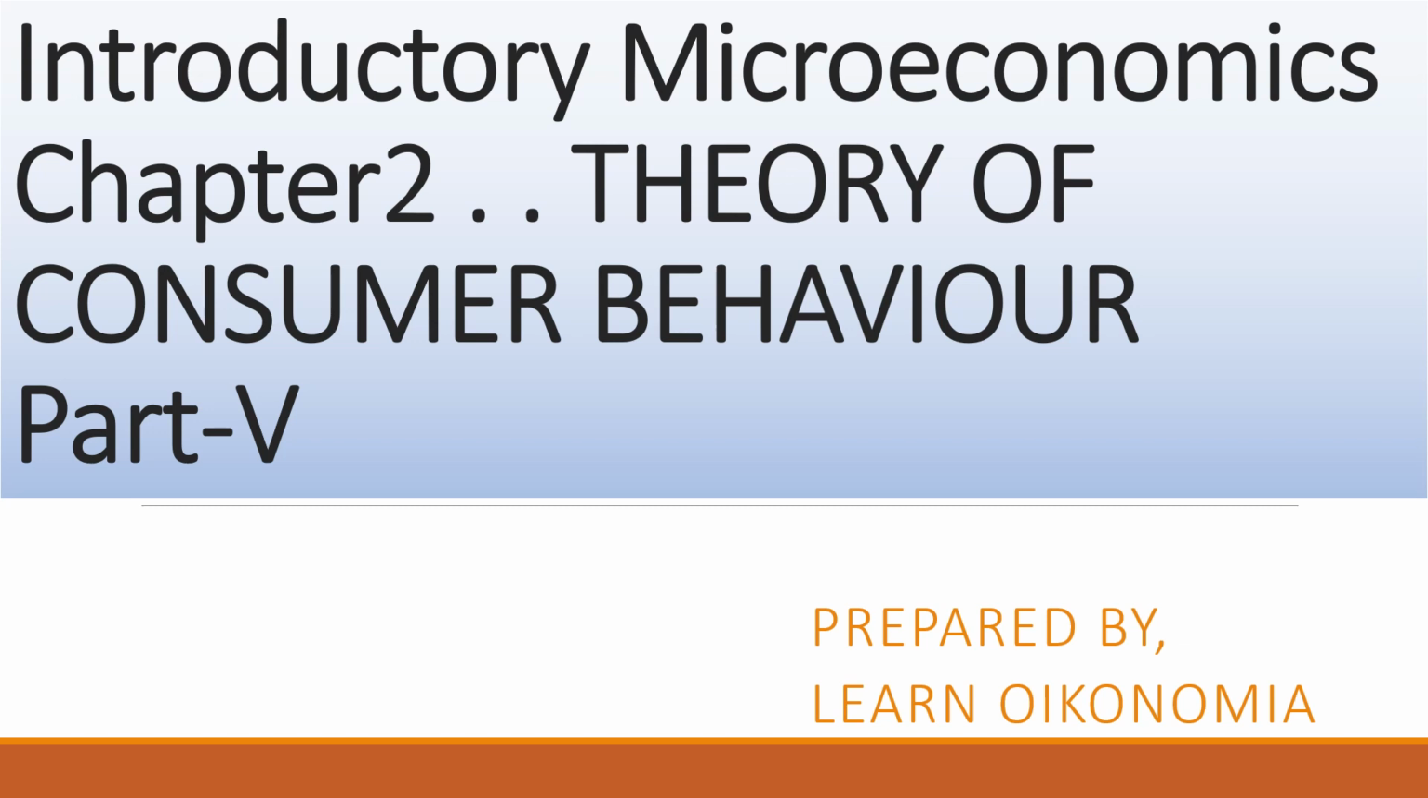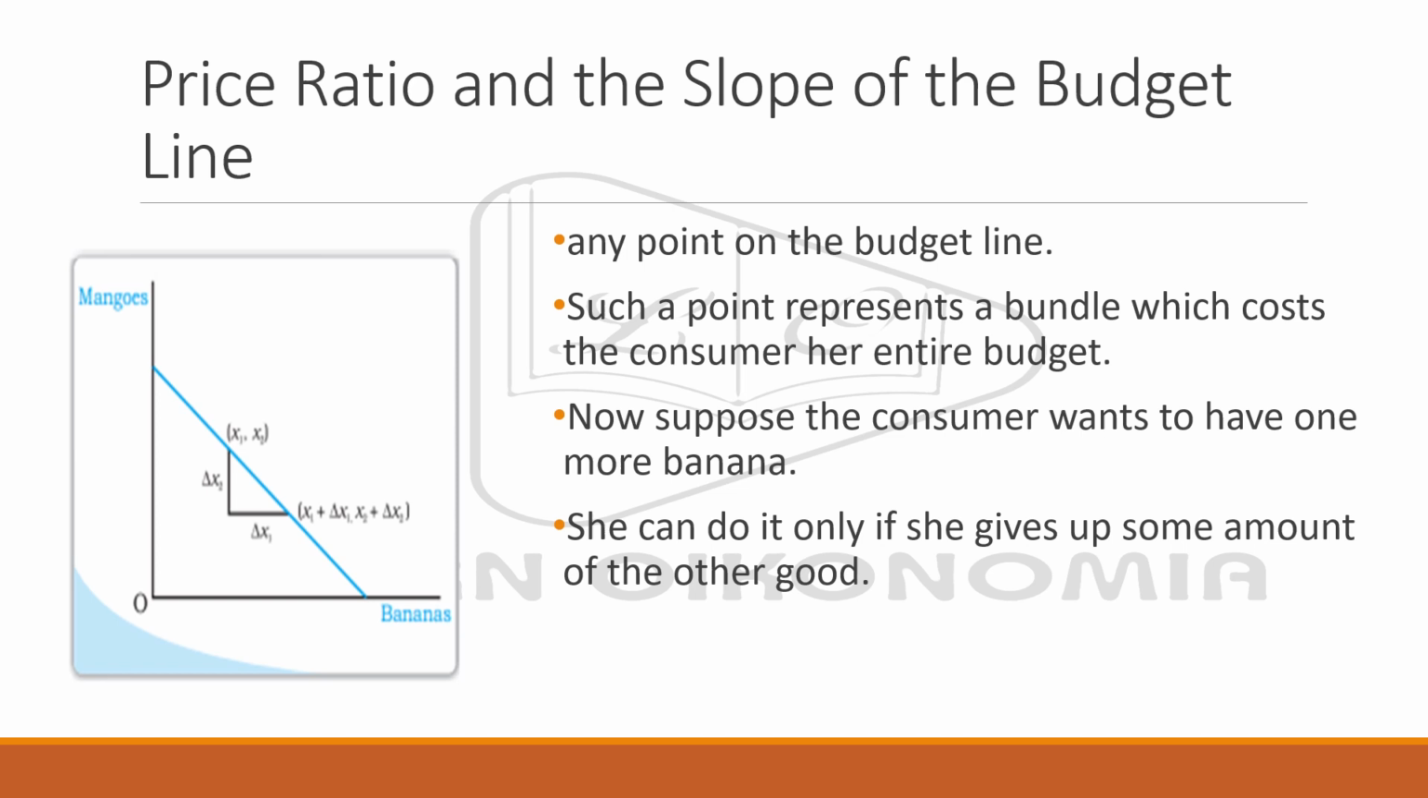And today we are going to discuss the theory of consumer behavior, part 5. So this is an introductory chapter of Introductory Microeconomics of class 12. Here we are going to start with the price ratio and the slope of the budget line.